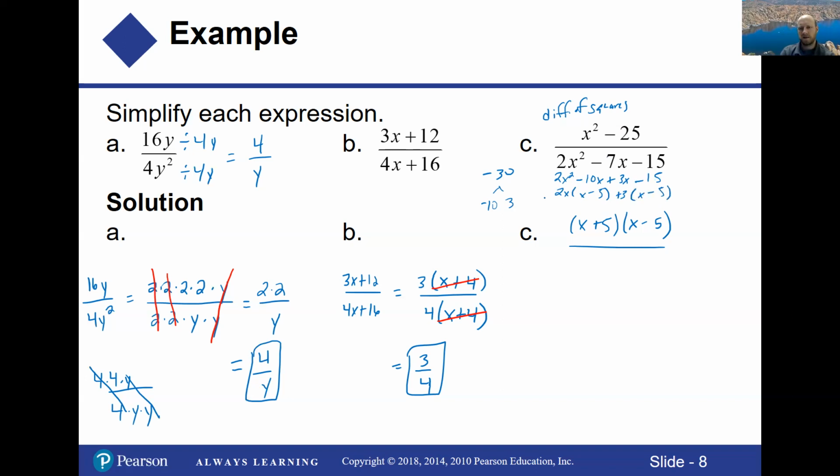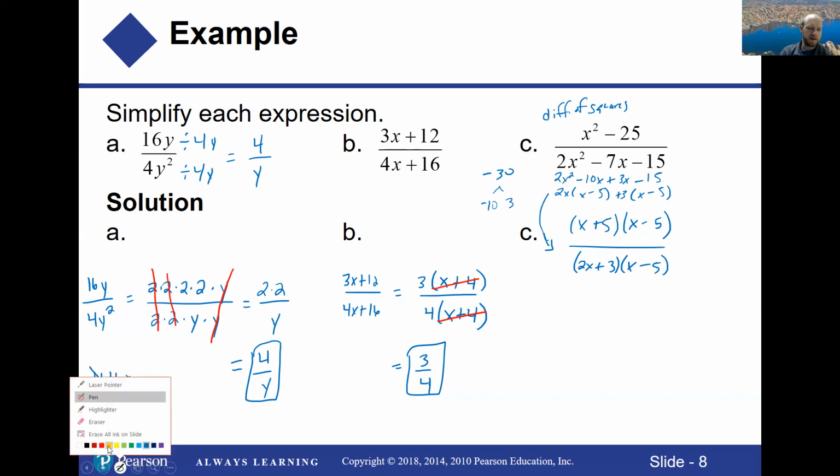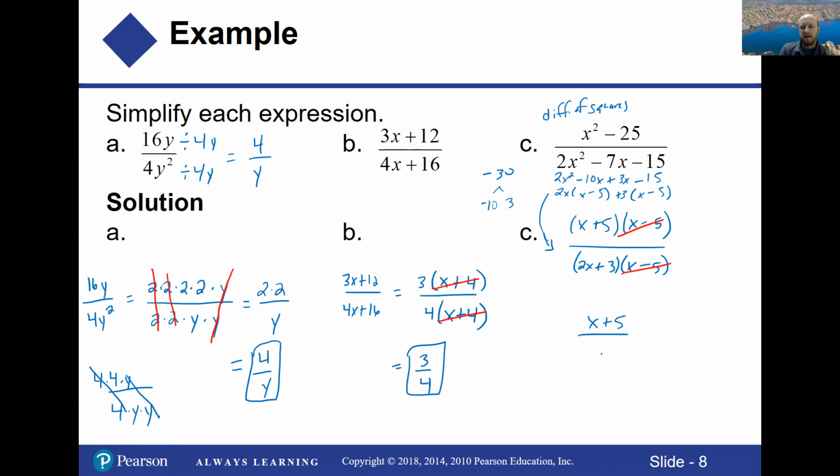And so this all factors, let me write this down here, into 2x plus 3 times x minus 5. That's what you're working with here to be able to cancel a common factor. And we see we can cancel the x minus 5s in this case. And so your final answer is x plus 5 over 2x plus 3.